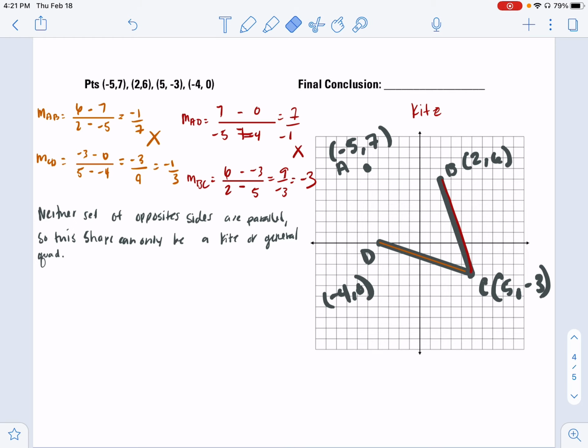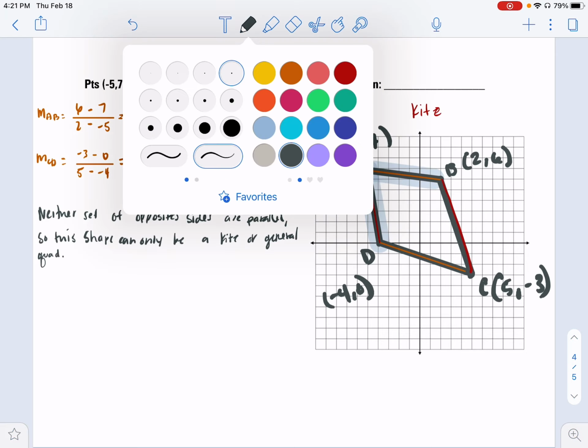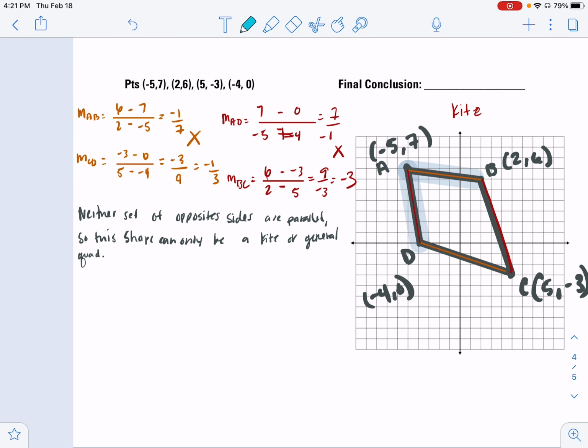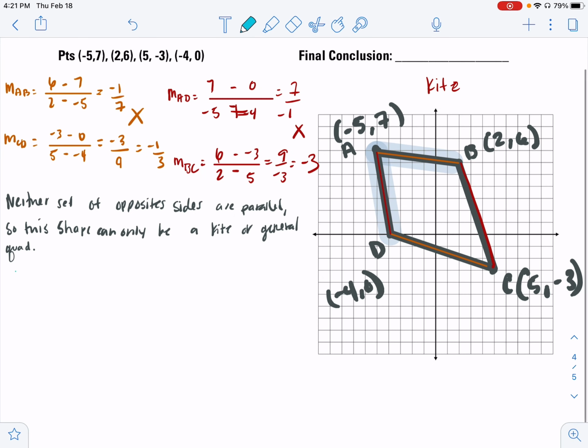So the next question is, are they congruent? So I'm going to use new colors here, and I'm going to use my highlighting to help. When we say consecutive sides, we're talking about AD and AB. So those are the first ones that I want to say, are they the same length? So for AB, my change in X is from -5 to 2. Well, that's 7. My change in Y is from 7 to 6. That's 1.